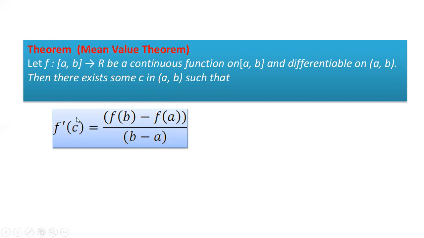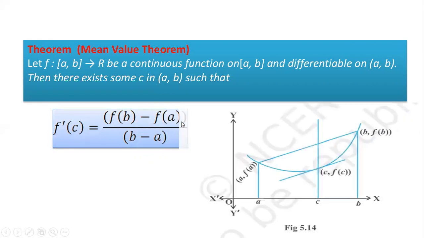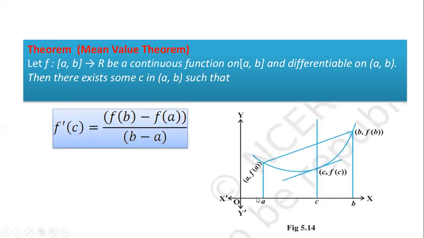Just in the last theorem, Rolle's theorem, we had the value of f'(c) equals 0. But here we are going to find the value of f'(c) with the help of the values at a and b. As you can see in the graph, in the Cartesian plane, two values are given, at a and b. At a and b we have the values here. This point is denoted as a and f(a). f(a) is a point in the range of f, that is on the y-axis.